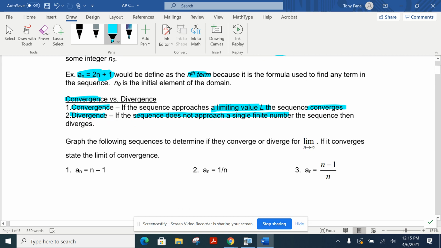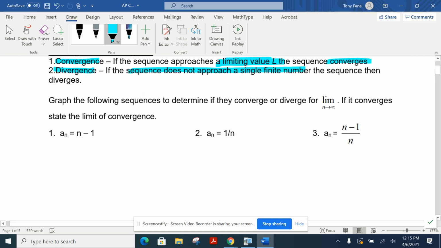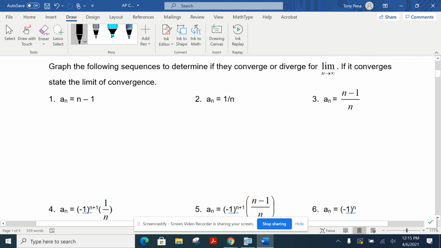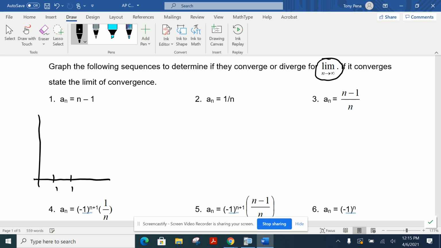So the way we're going to show this, and I think hopefully it makes some sense as you see these, is with a little graph. This says graph the following sequences to determine if they converge or diverge. As we go to infinity, what's going to happen? Do we approach a limiting value and converge, or do we not, and then we would say it diverges? So what we're going to do is sketch this one. We should just need a first quadrant here, and then it's really just a little x, y plane.